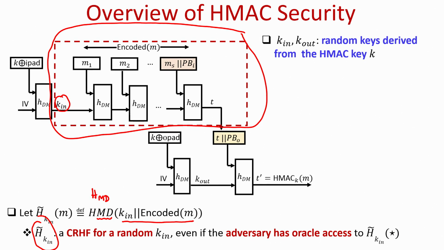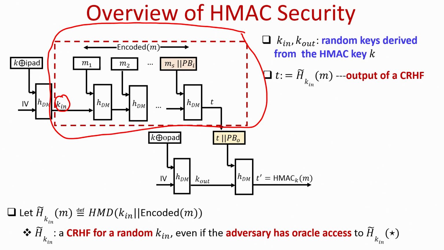We can formally establish this, and it is very simple, but due to lack of time I am not going into the formal details. What it means is, even though we are doing a Merkle-Damgard transformation during the inner layer of hashing controlled by a key k in, that constitutes a keyed hash function which can be formally proved to be collision resistant even if the adversary has oracle access to that keyed hash function. That means whatever output t we are obtaining here, you can consider as the outcome of a collision resistant hash function.